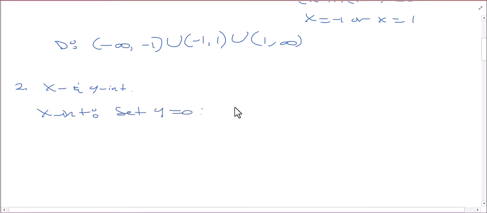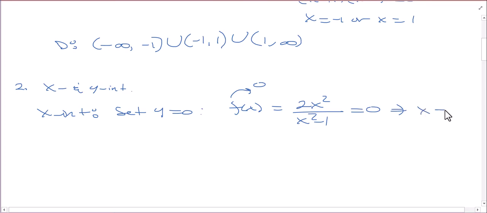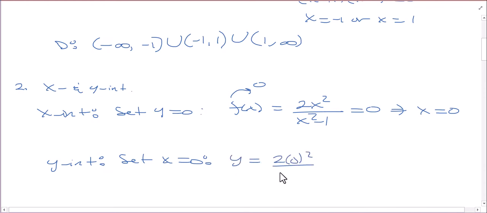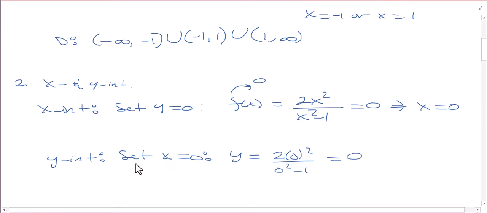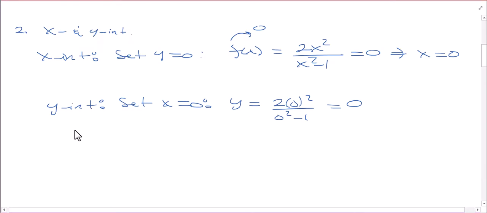Our function is f of x equals 2x squared over x squared minus 1. So set y equal to 0, that means set f of x equal to 0. So you will have this equals 0. And a fraction is 0 when the numerator is 0. So that means that x equals 0 is your x-intercept. And then what about the y-intercept? To find the y-intercept, we set x equal to 0 and find y. So then you'll have 2 times 0 squared over 0 squared minus 1, but this just gives you 0 anyway. And so the x and y-intercept are 0, 0.